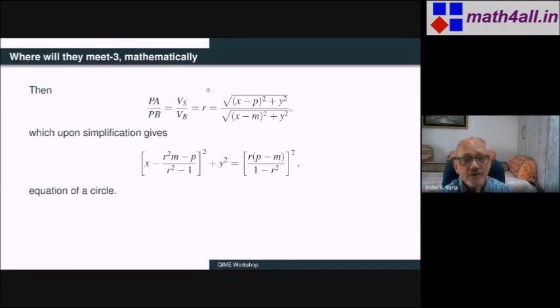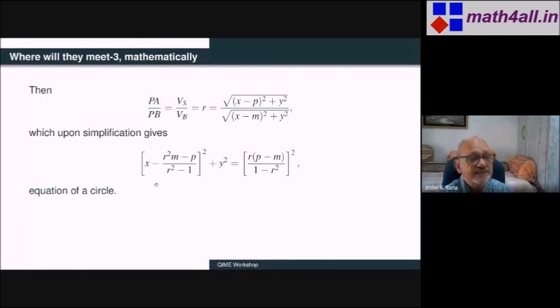And this can now be simplified by squaring it, and you get an equation like x minus r square m minus p divided by this, plus y square is equal to this constant. So that says it is a quadratic implicit equation in x and y of degree 2. So it is something like x minus a whole square plus y minus b whole square is equal to some t square. So that is the equation of a circle.